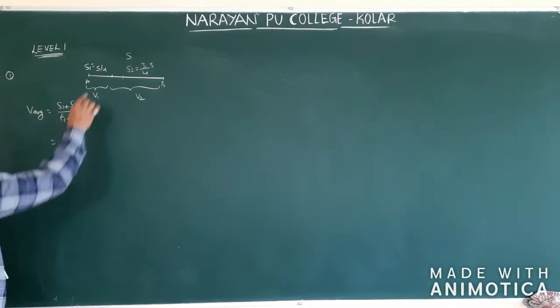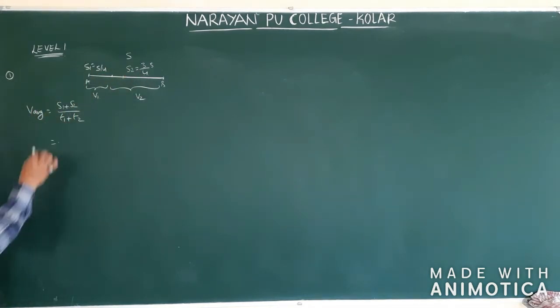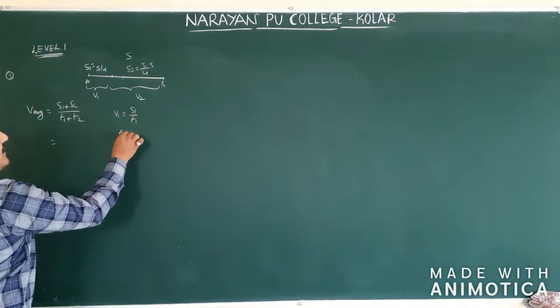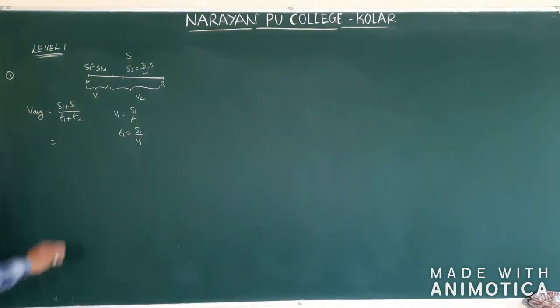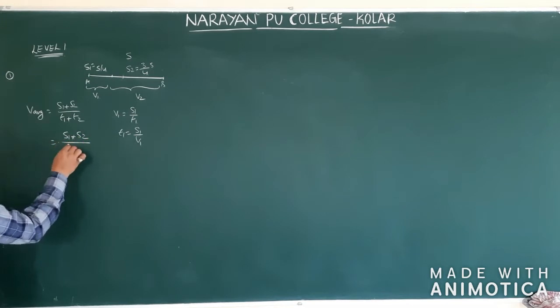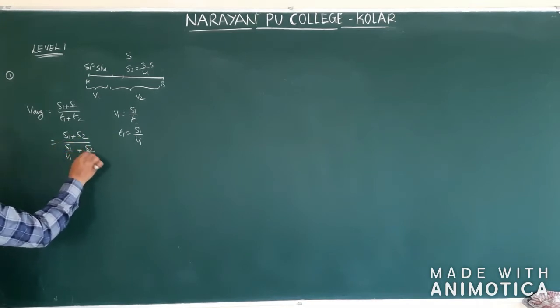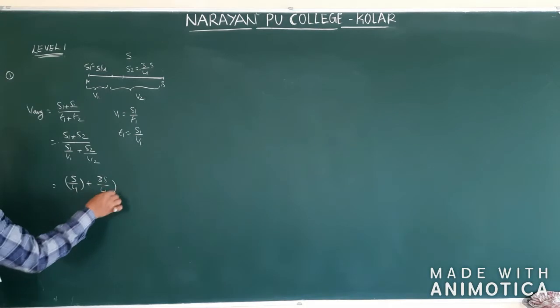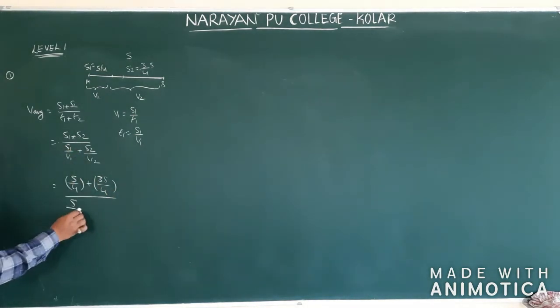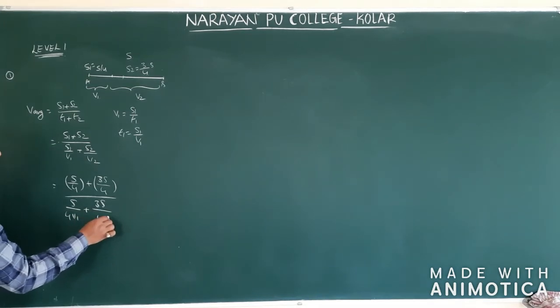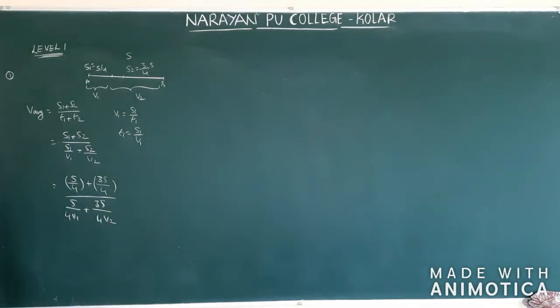So s1 plus s2: s by 4, 3s by 4. But time we have to eliminate. So already we came to know v1 is equal to s1 by t1, t1 is equal to s1 by v1. Same procedure, already we did this 2 to 3 times. So s1 by v1 plus s2 by v2. What is s1 now? s by 4 plus 3s by 4, over s by 4 v1 plus 3s by 4 v2, because we substituted the s1 and s2 values.